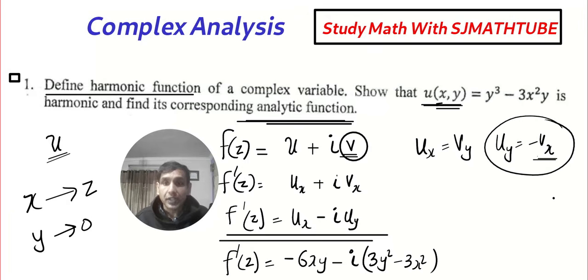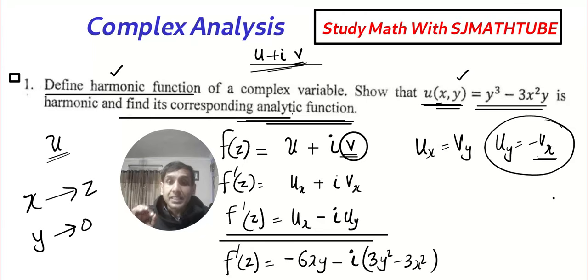Let me explain it very clearly. We defined a harmonic function. We proved that the given scalar valued function, not complex, the given scalar valued function is harmonic. Now what we are trying to do is we are creating another function, namely v, in such a way that u plus iv will be analytic. That is exactly what the question asks me to do.